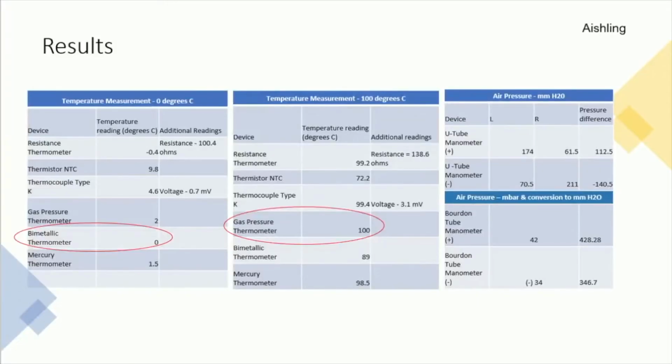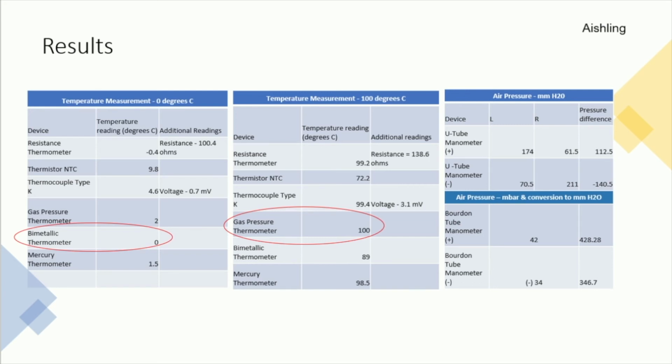These three tables show the results we obtained from this experiment. For the temperature measurement of 0 degrees Celsius, the bimetallic thermometer was the best instrument. This makes sense as it is based on the theory of thermal expansion, where two metals expand at the same temperature but at different rates based on their internal composition. Now, at 0 degrees Celsius, this is a relatively low temperature for metals, and thus not a lot of expansion will be happening, hence the accuracy.